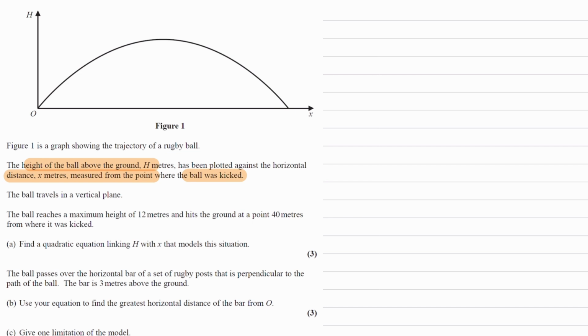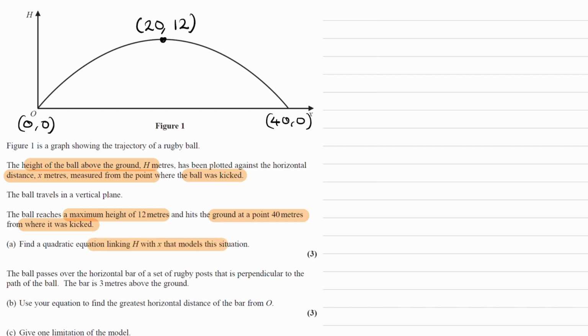That's all that means. And we're told it reaches a max height of 12, so this point over here, then that coordinate would be something comma 12. We don't know what the x-coordinate is right now, but the y-coordinate is 12. We also know that it hits the ground 40 meters from where it's kicked, so this coordinate here is (40, 0), and obviously the origin is (0, 0). Because of the symmetry of a quadratic, the x-coordinate of this turning point would be halfway in between these two points, so it would be 20.